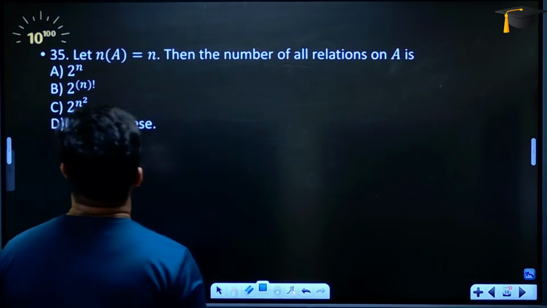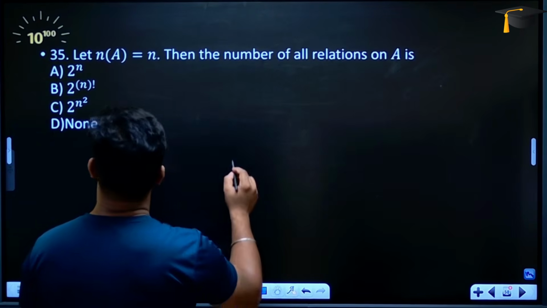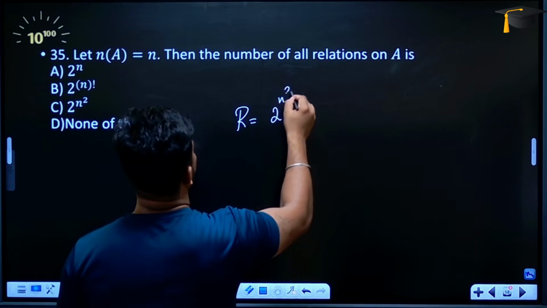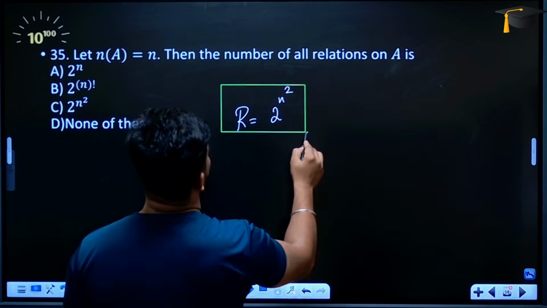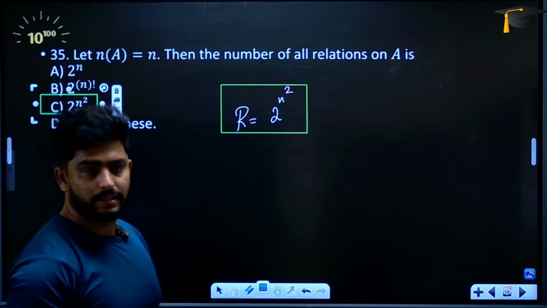Next, N of A is this, the number of relations from A. The number of relations is equal to 2 to the power n square. So it is a direct question, it is 2 to the power n square. So option C, 2 to the power n square, is the right answer.